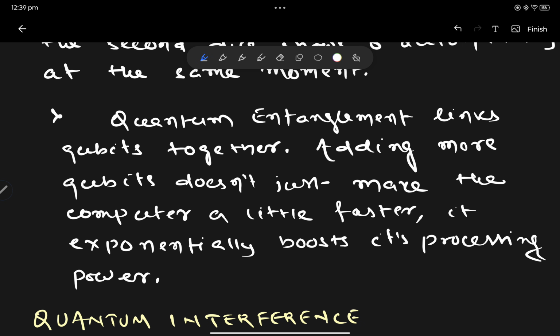Now, come to the application part. Quantum entanglement links qubits together. So when you add more qubits, you don't make the quantum computer linearly faster. You make it exponentially faster.